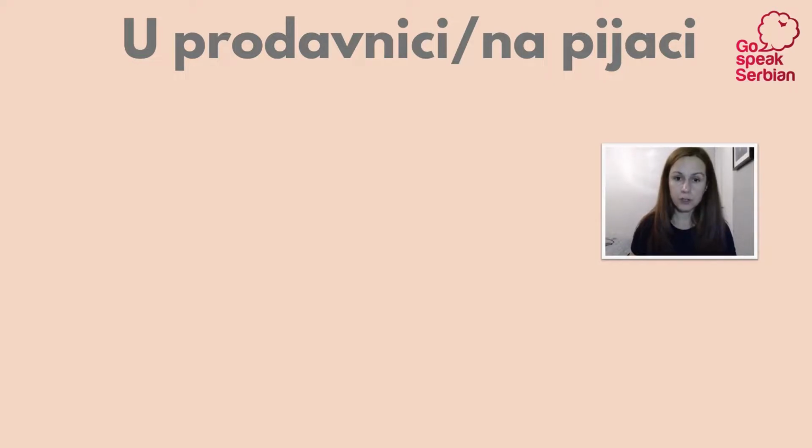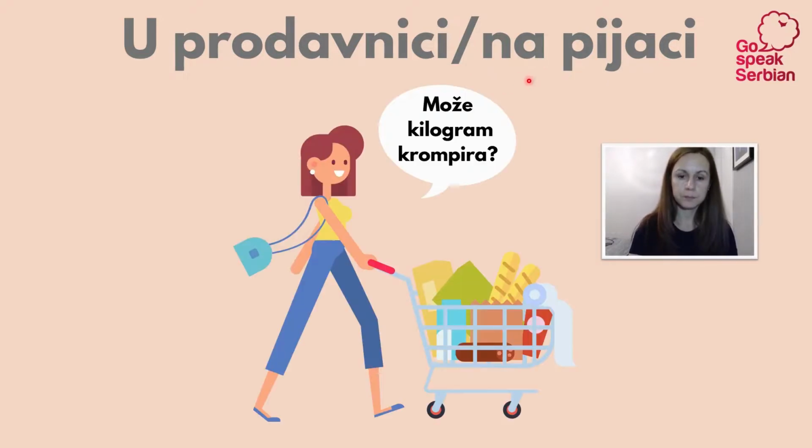So in which situations do we typically need these measurements or expressions of quantity when it comes to food and drinks? Well, one such situation is u prodavnici ili na pijaci, in a shop or at a market. For example, somebody can ask, može kilogram krompira? Can I have a kilo of potatoes? Kilogram krompira is 1 kilo of potatoes, and you see that krompir, potato, here is in genitive. Kilogram krompira.